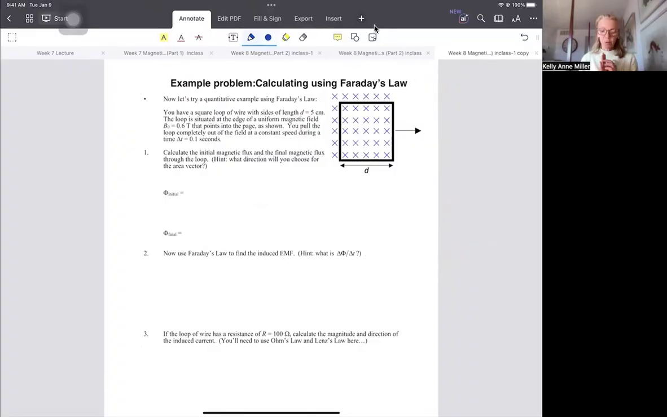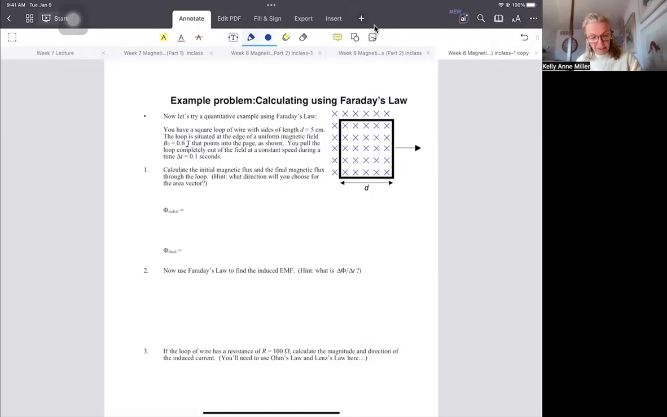So let's say you have a square loop with sides that have a length of 5 centimeters. The loop is situated at the edge of a uniform magnetic field, and the magnetic field has a strength of 0.6 Tesla, and that is pointing out of the page. Or sorry, into the page with the little X. As shown, you pull the loop in this direction. You're applying a force there, and you pull it completely out of the field at a constant speed over a time of 0.1 seconds.